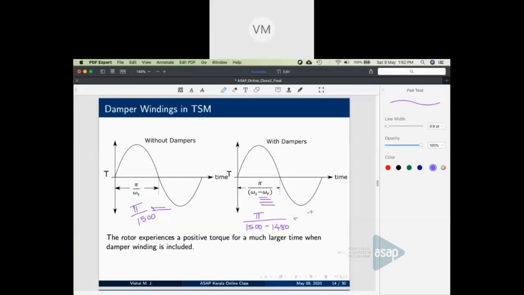See, this is pi by 20, which means a positive torque is there for a much larger duration of time if you have dampers, which means the rotor gets enough time to react to this positive torque. Okay, so once it starts moving, what do we do? We give the DC excitation. Now the steel piece becomes a magnet which has north and south poles, and they will get magnetically attracted to the rotating magnetic field and get locked. This is how a synchronous machine starts.